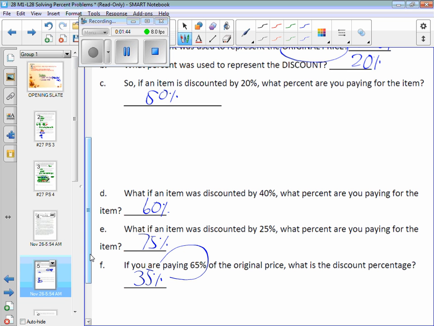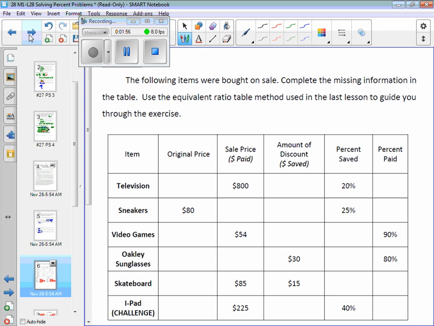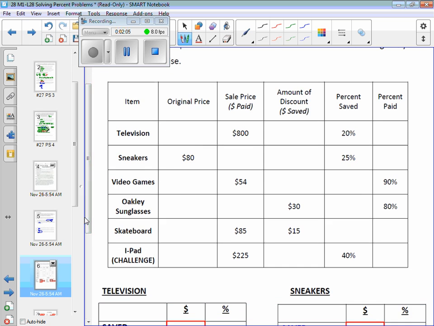We're going to do a couple of them together, and then I think you're going to be fine on your own. Okay? I do want you to show the work the way I'm going to show it to you. If you go to the next page, it looks really busy, but we're going to break it down. There are 6 different items, and they're giving you different parts. Sometimes they'll give you the percent paid, sometimes they'll tell you what the discount price is.